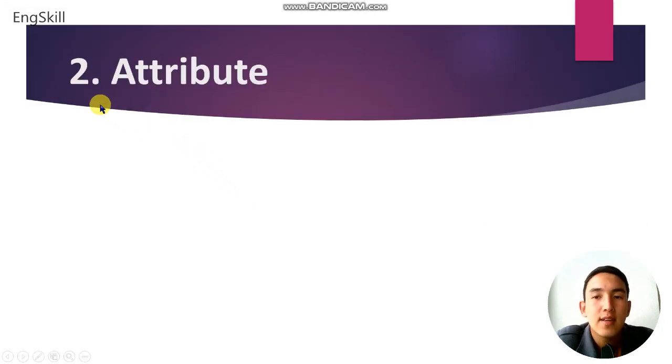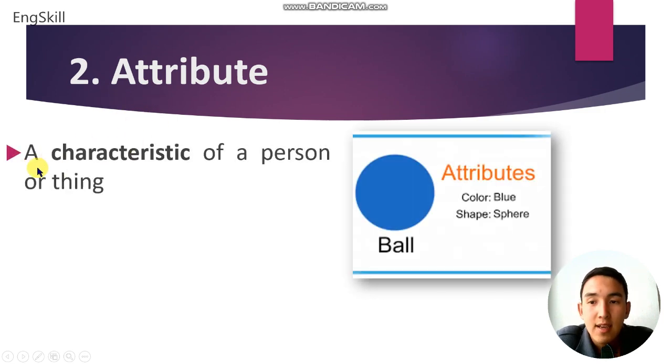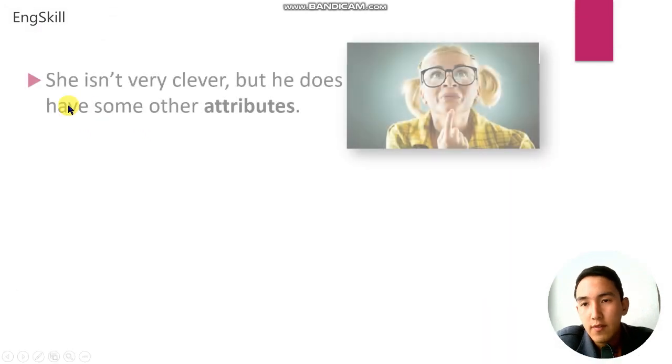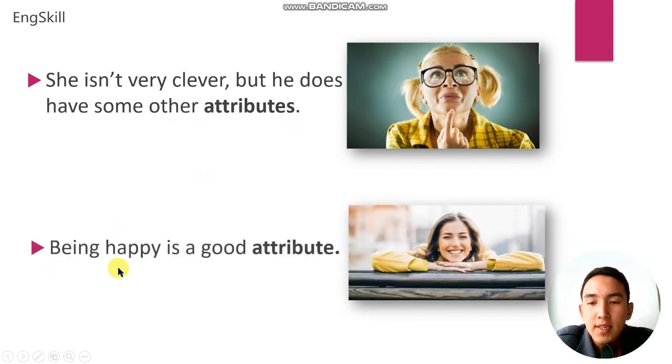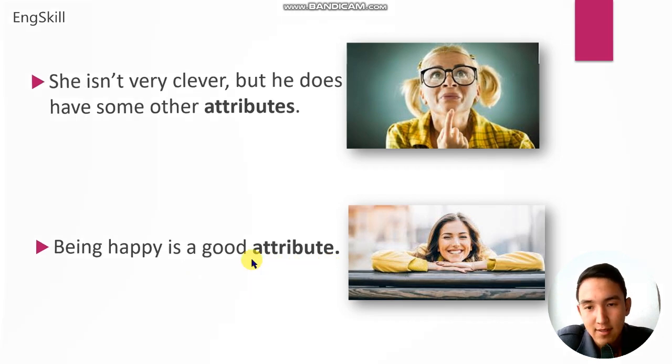The word number 2 is attribute. Attribute means a characteristic of a person or thing. For example, as you can see in this picture, color and shape are attributes of the ball. For example, she is not very clever, but she does have some other attributes. Being happy is a good attribute or a good characteristic.